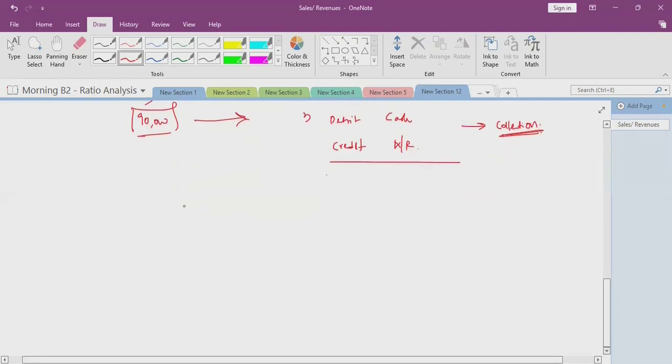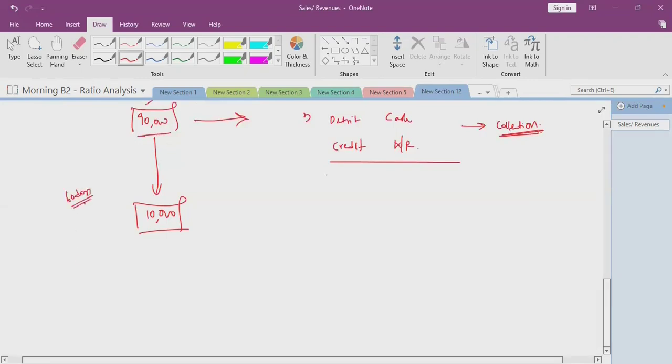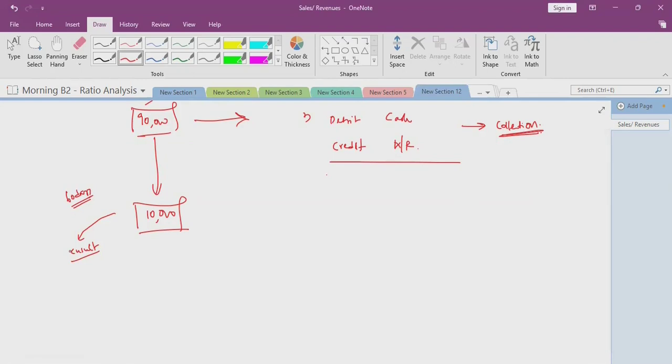And the remaining 10,000, they have not paid. They have crossed the 60 days limit. What we can do on this particular matter is consult them through various tools. We can send reminders, we can talk to them, we can send our collection people, all these things.